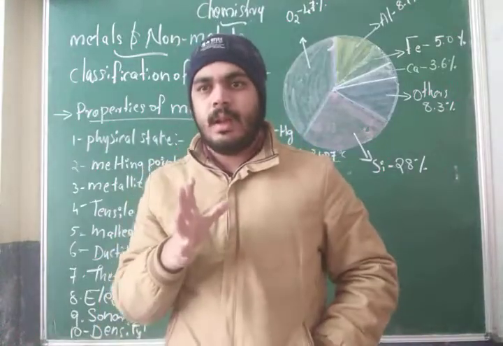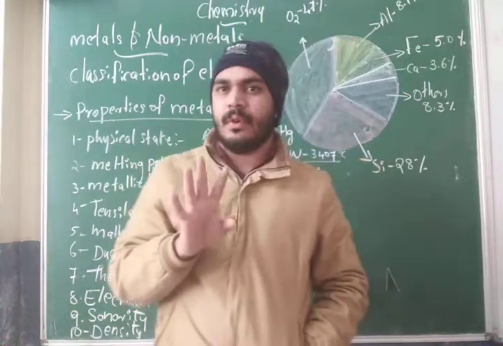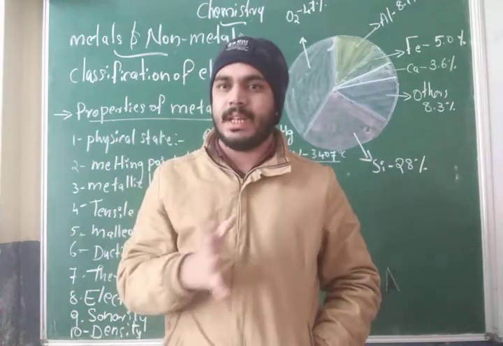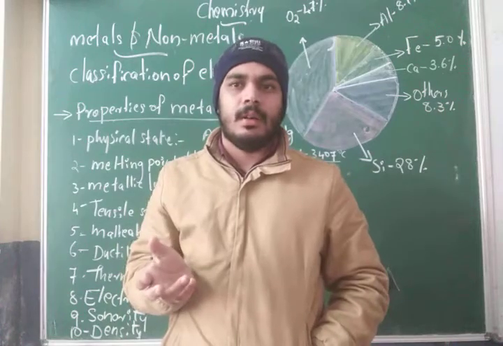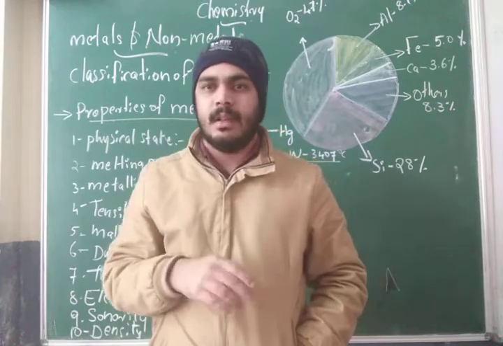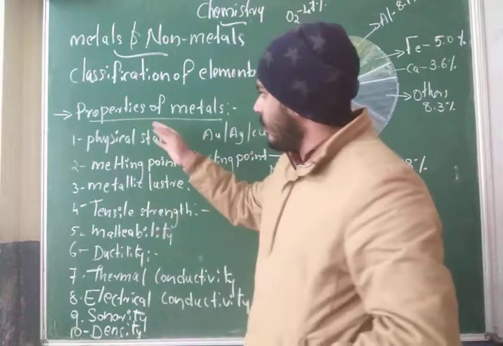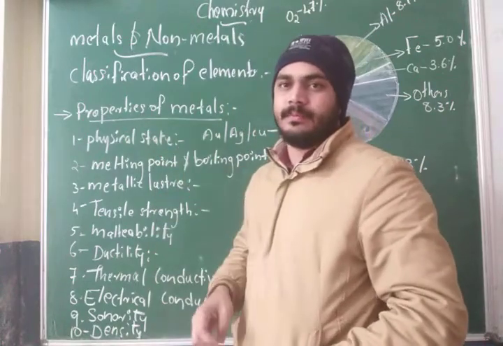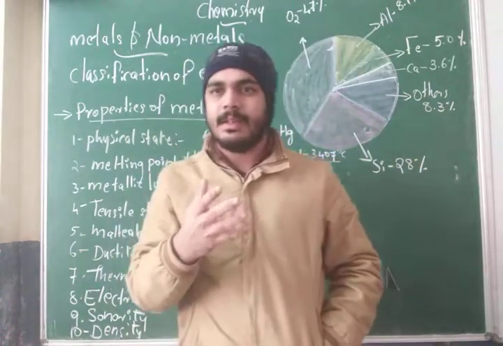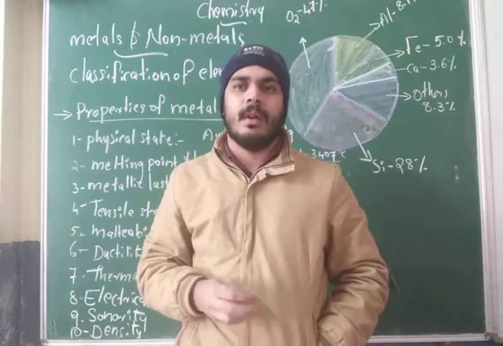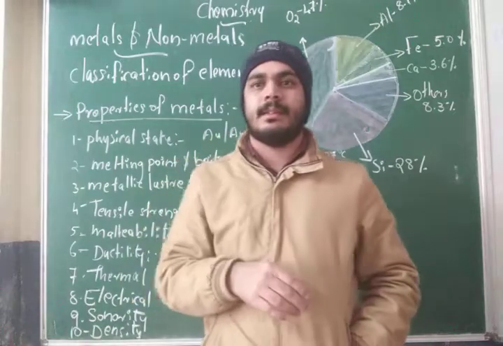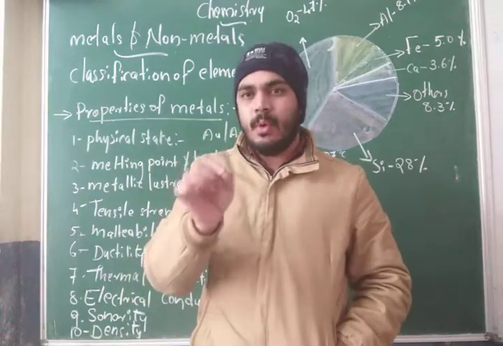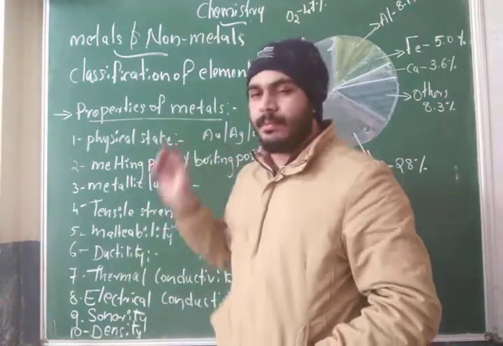So we have learned about the classification of elements. There are four categories: metal, non-metal, metalloids, and noble gases or inert gases. The first one, we are going to learn the properties of metals. Properties of metals means characteristic features of metals. There are a few characters especially in the metals and non-metals. So now I will give you the properties of metals.